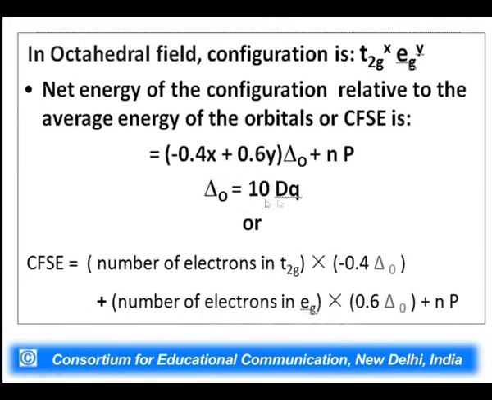Now, here del O of course is 10 dq. Similarly, the number of electrons in t2g multiplied by minus 0.4 del O, in simple terms, I can write this plus the number of electrons in eg multiplied by 0.6 del O, plus NP. This becomes a general formula to show how much will be the CFSE in this case. So, we take a break here and then we will continue.